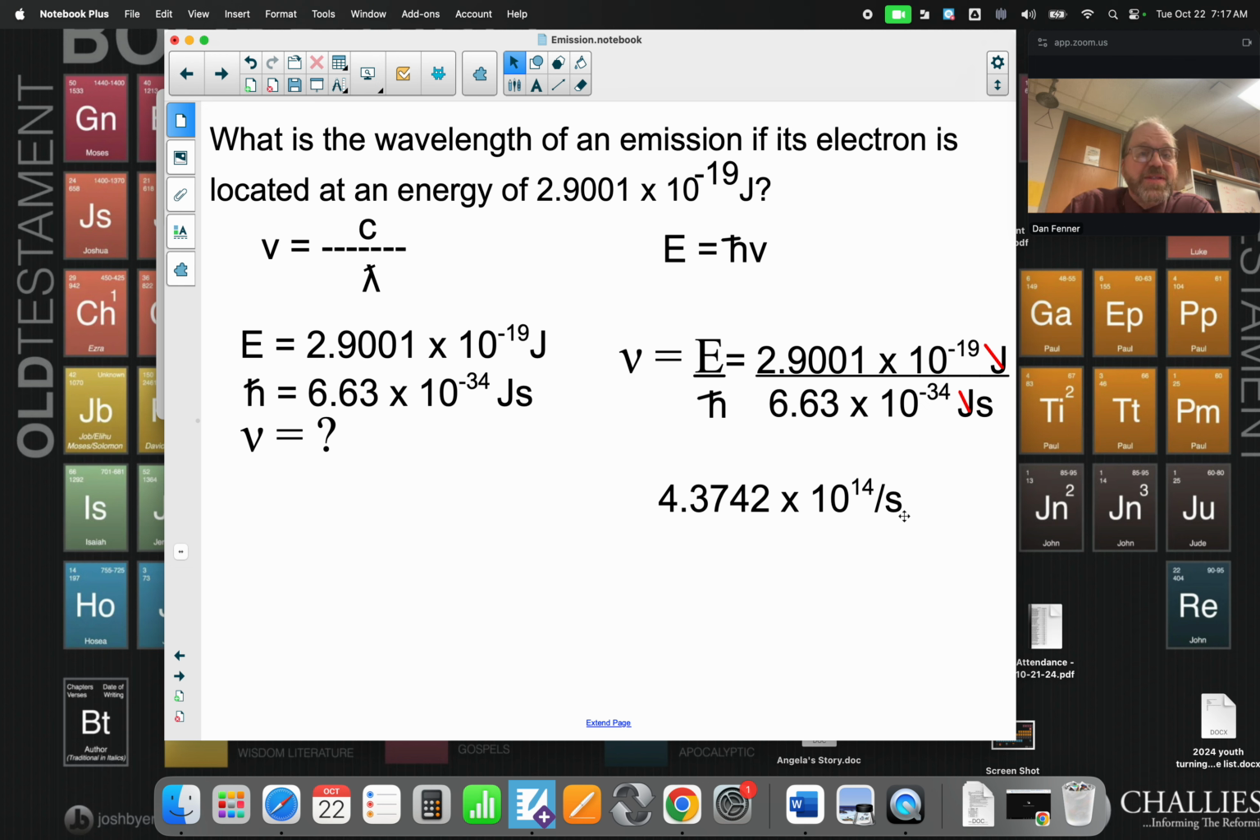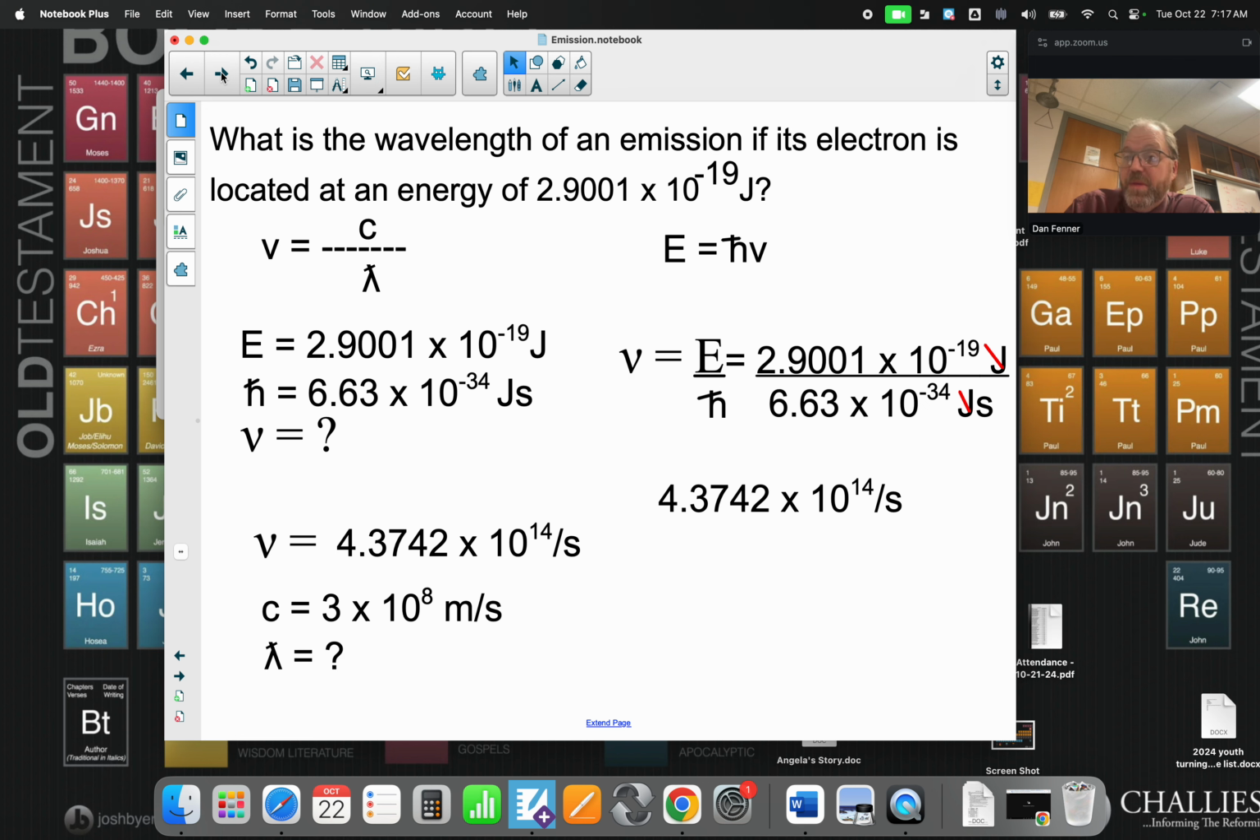All right, so we're asking for the wavelength. So I'm going to use the, what's new? Nu is equal to 4.374 times 10 to the 14th hertz. C is 3 times 10 to the 8th meters per second. And lambda is unknown. Again, so we're going to bring lambda up, bring nu down. So lambda is equal to C over nu.